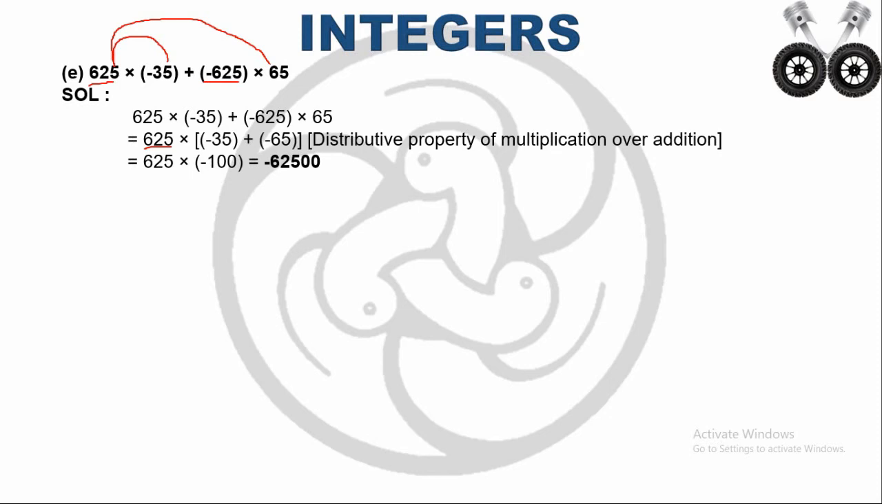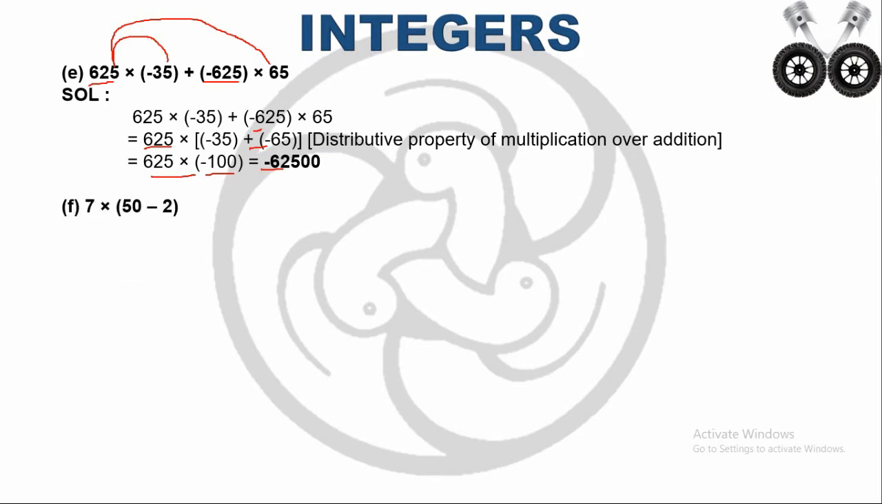Here two operators are near together, that means I have to change the sign. Plus into minus, the sign is a negative sign. So minus 35 minus 65, the answer is minus 100. So 625 into minus 100. Here the two integers have different signs, so I have to put the negative sign. Then 625 into 100, we will get 62,500.